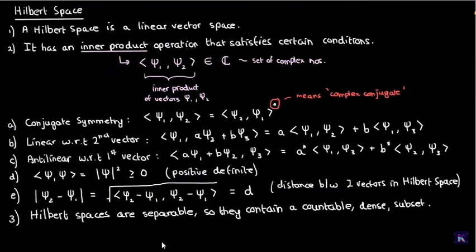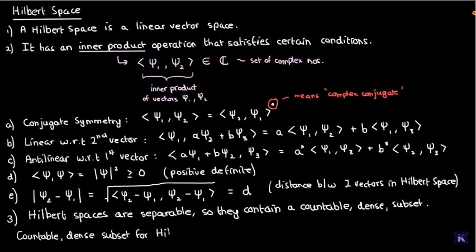For a general Hilbert space, however, a countable subset S containing the vectors phi n means that I can count the number of elements in that subset, while a dense subset is one so that every element in the Hilbert space is either a member of that subset, S, or can be made arbitrarily close to one, where closeness is determined according to this distance formula I mentioned above.